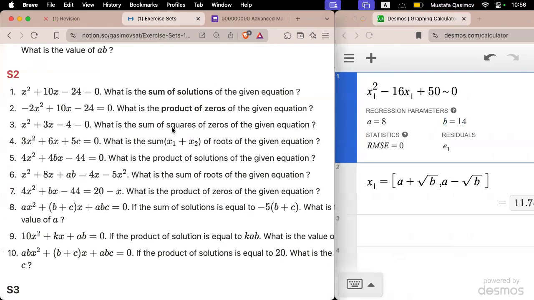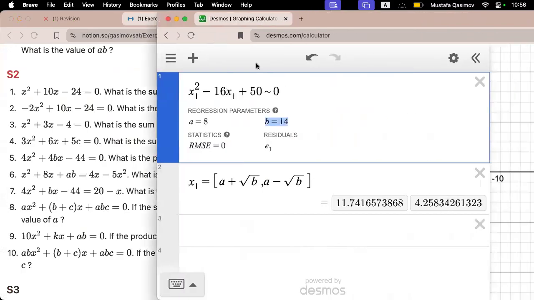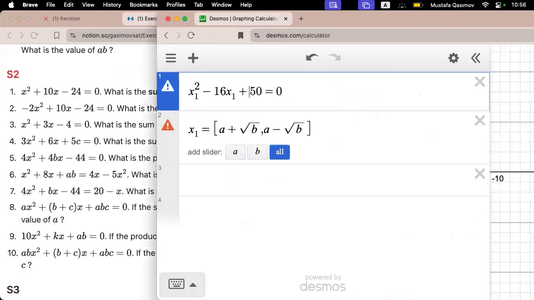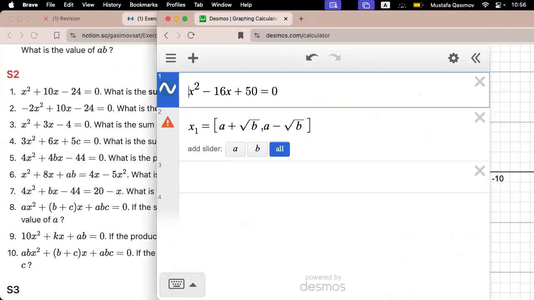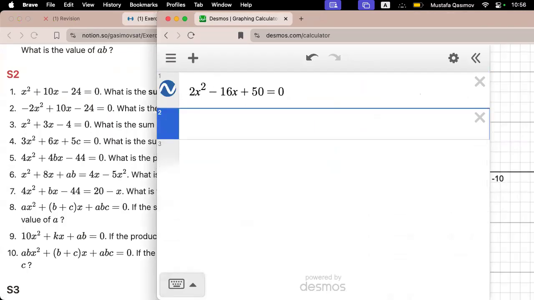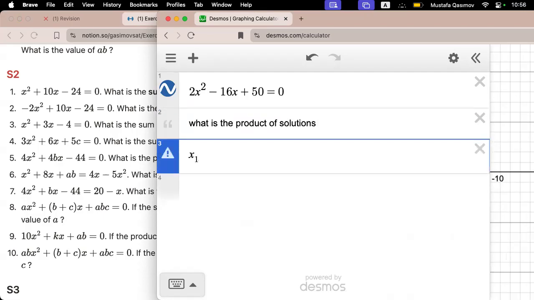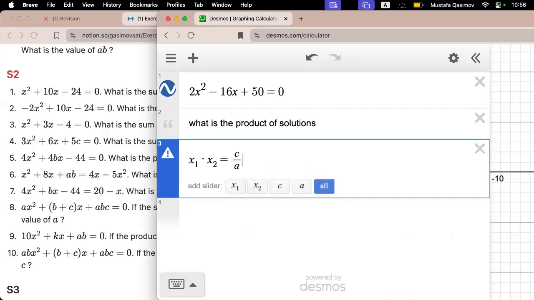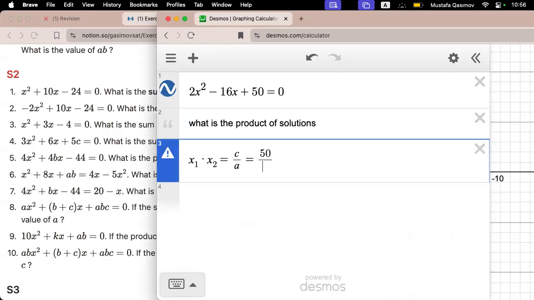Okay, another question is related to Viet. For Viet, generally it asks about sum or product. Sometimes in the SAT exam it asks like that: what's the product of solutions? Here you don't need to find x1 and x2. You don't need to do factorization. You have to use Viet theorem directly. For Viet, x1 multiplied by x2 is equal to c over a, which is positive 50 over 2, which is 25.